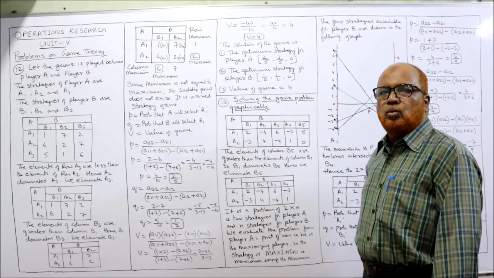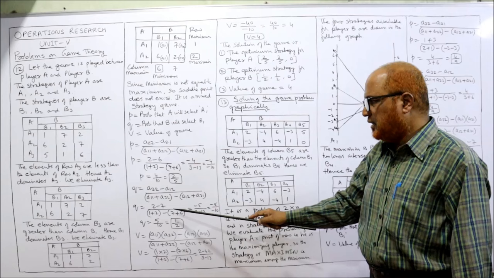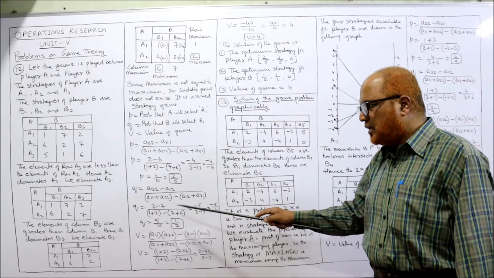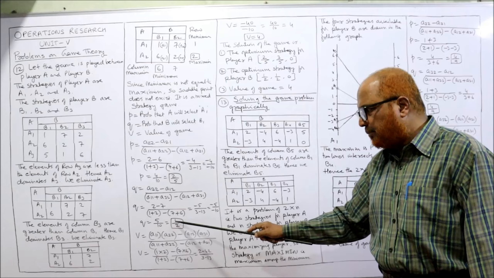Now Q. The formula for Q is A22 minus A12, so 2 minus 7 here, divided by the same denominator, 1 plus 2 minus 7 plus 6. So 2 minus 7 is minus 5. Then 3 minus 13 is minus 10. Minus minus will get cancelled, 5 by 10. 5 by 10 means 1 by 2. So we got the P value, we got the Q value.